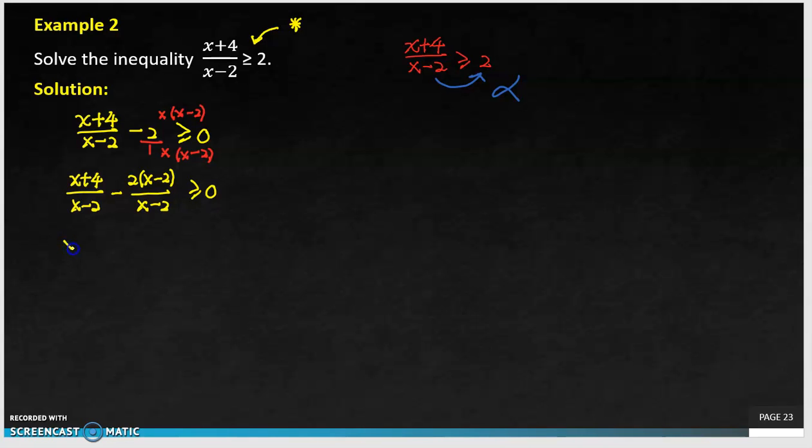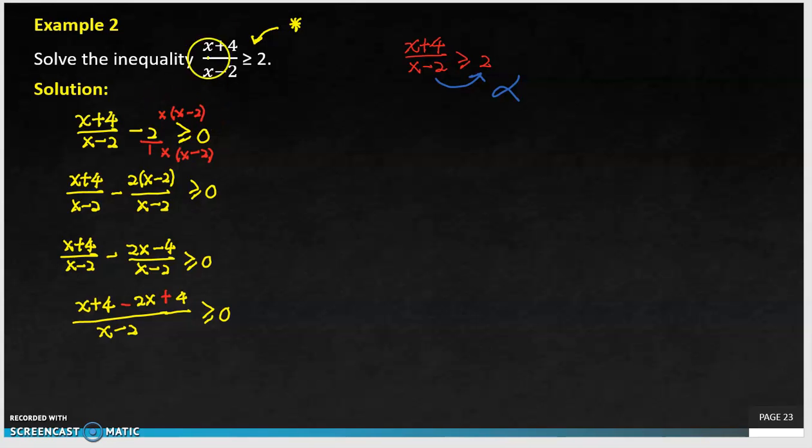Next, I try to expand. So (x plus 4) over (x minus 2) minus (2x minus 4) over (x minus 2) is greater or equals to 0. When we start to combine, the denominator is x minus 2, and the numerator is x plus 4 minus 2x plus 4. Be careful with the negative: the negative will become positive. Next, we simplify. x minus 2x is negative x, and 4 plus 4 is 8. So we have (negative x plus 8) over (x minus 2) greater or equals to 0.